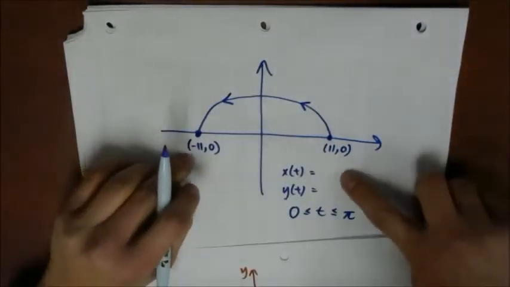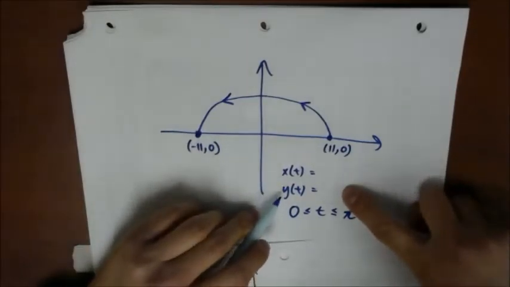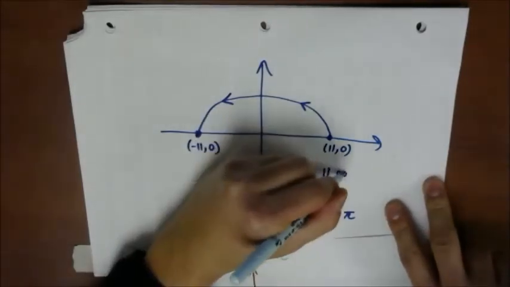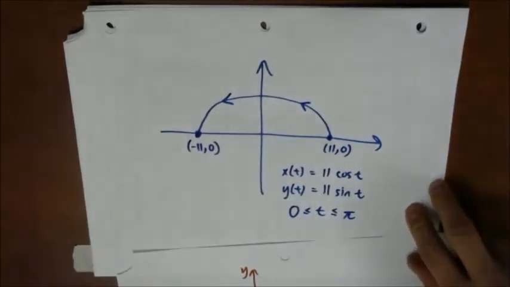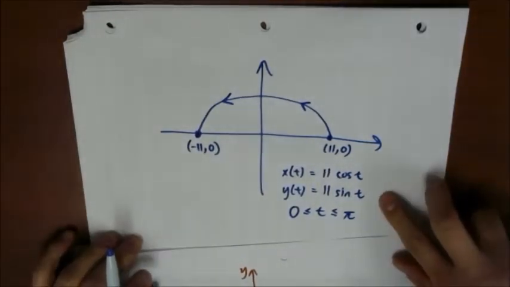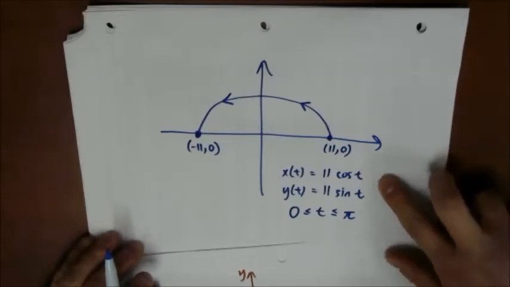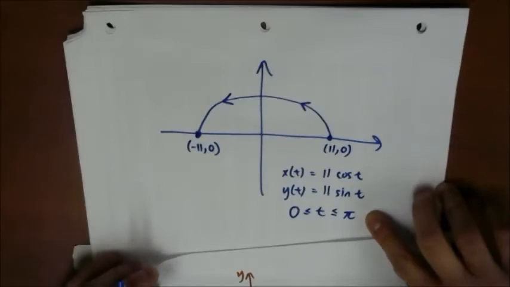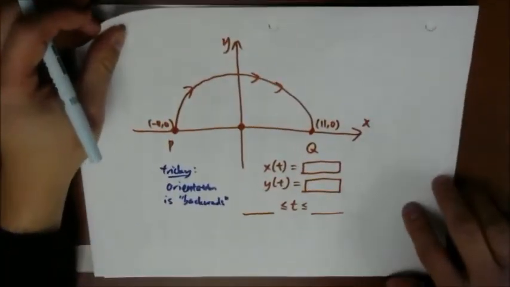A unit circle would be parameterized as x is cosine t and y is sine t, but since this is a circle of radius 11, this has got to be 11 cosine of t, and this has to be 11 sine t. Okay, so here's a parameterization for half of a circle of radius 11, the upper half. Now, how do we change this in order to get this?